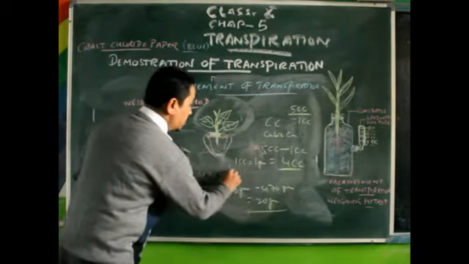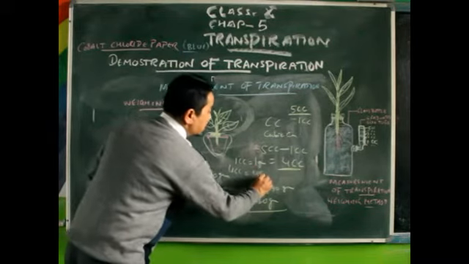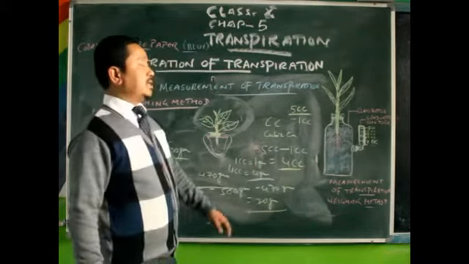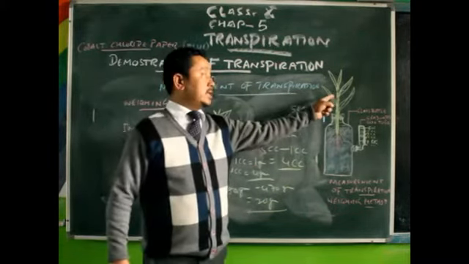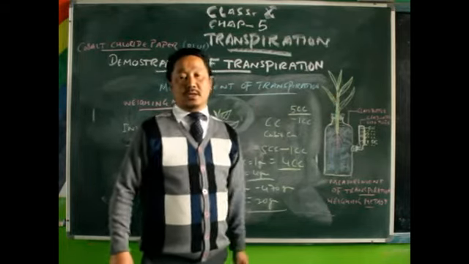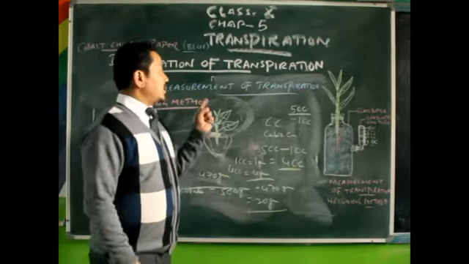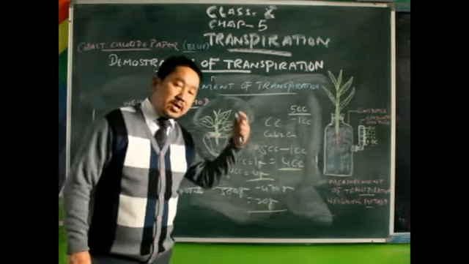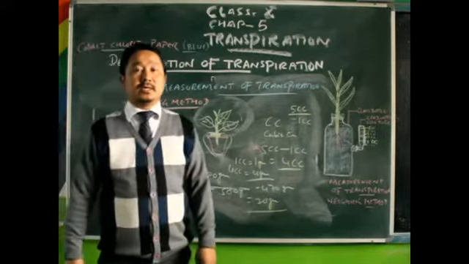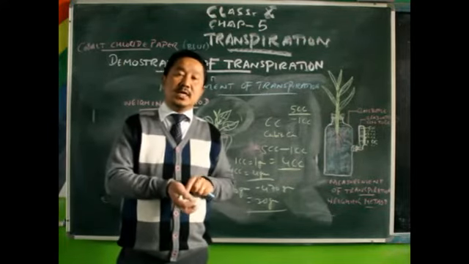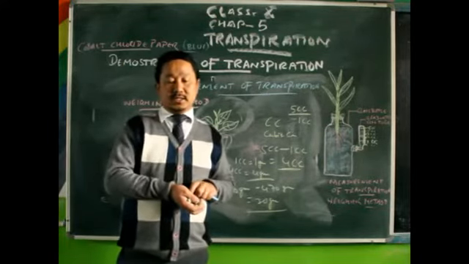That means if 4 cc, meaning 4 grams of water, is lost from the aerial region of this plant, that is called transpiration, and this method is called measurement of transpiration. So that way we can measure the transpiration, how much water is lost, like this.